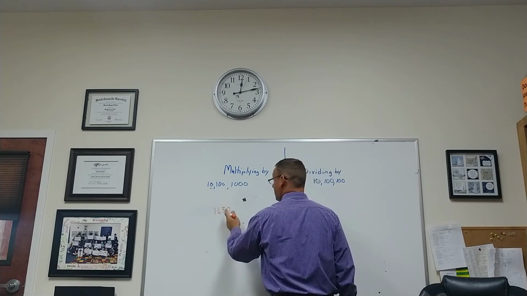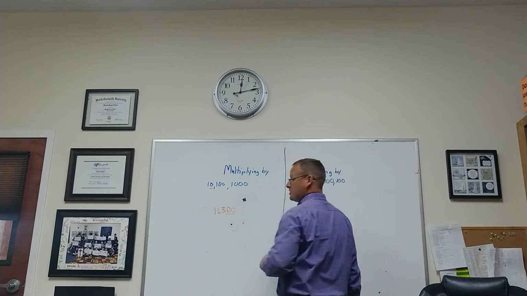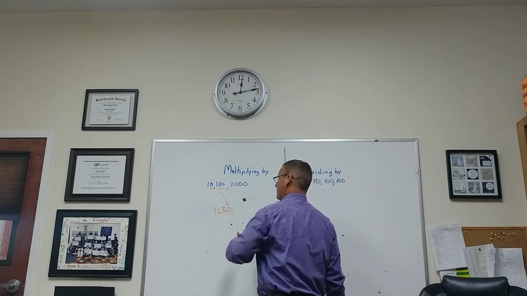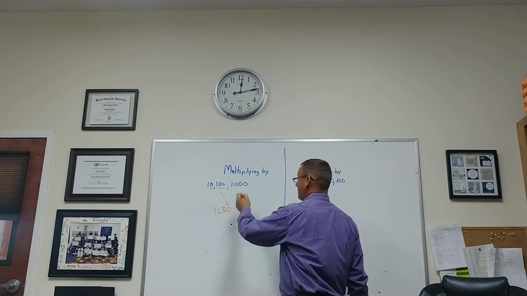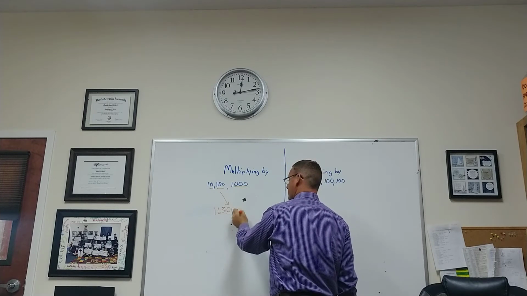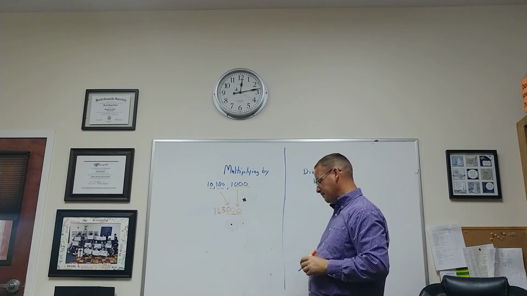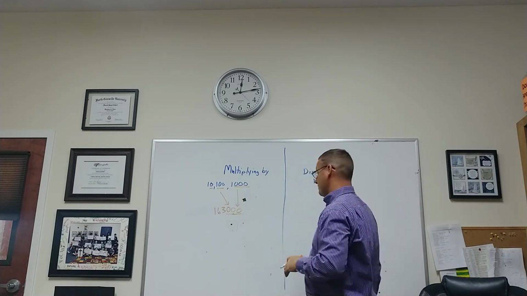If we're going to multiply it by 100, then we're going to add 2 zeros because 100 has 2 zeros. So we'll just do 2. And then if we're going to multiply it by 1,000, it has 3 zeros. You guessed it. We would add 3 zeros just like that. Okay? Now, that's pretty easy for a whole number.